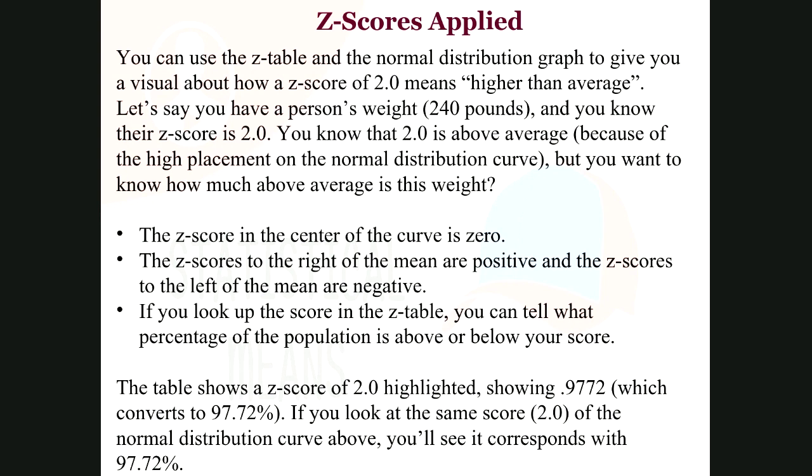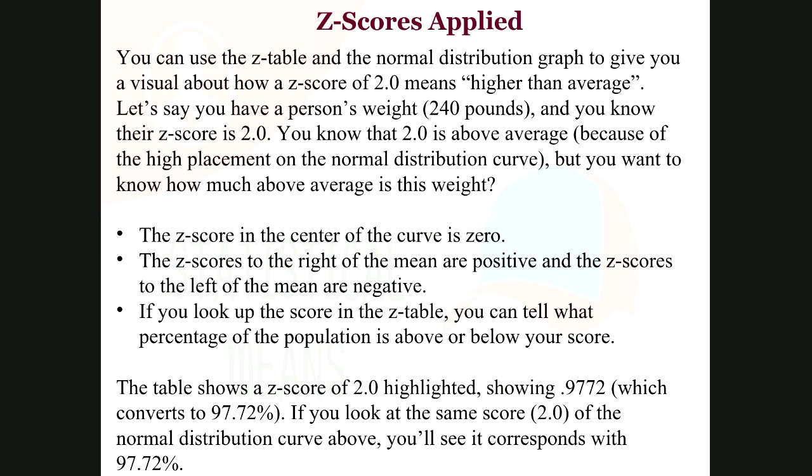All right. So you can use the Z table and the normal distribution graph. If you have never used the Z table, it will be at the back of the text, or you can look at the formula sheets that are on the course website. You can use the Z table and the normal distribution graph to give you a visual about how a Z score of 2 means higher than average.